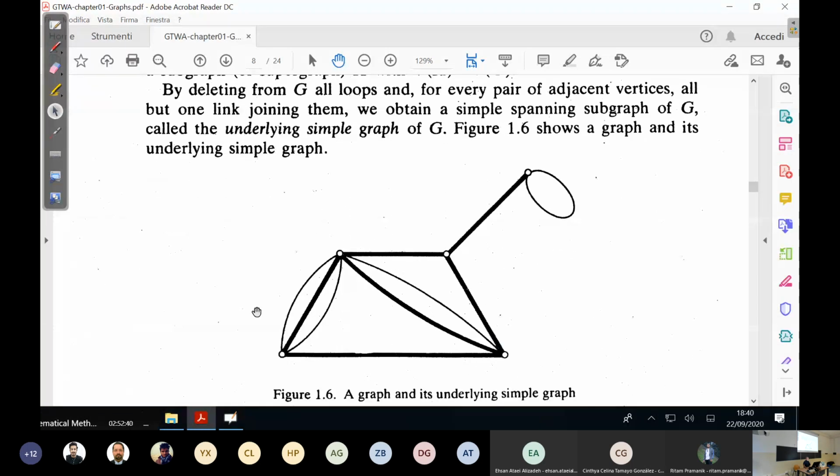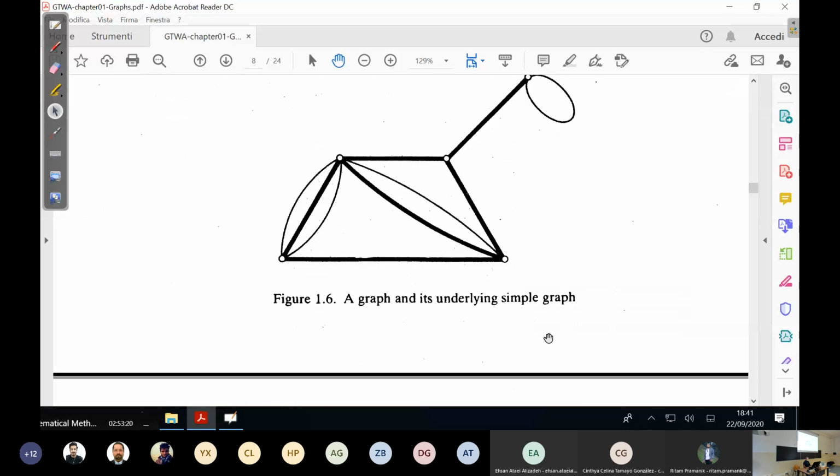G. And here you can see a graph with all these edges, and thickened you can see the edges of an underlying simple graph. We have deleted this loop. Here we had two multiple edges, we have deleted one. Here we had three multiple edges, and we have deleted two and left one. And so this thickened one is one of the possible underlying simple graphs of the given graph.